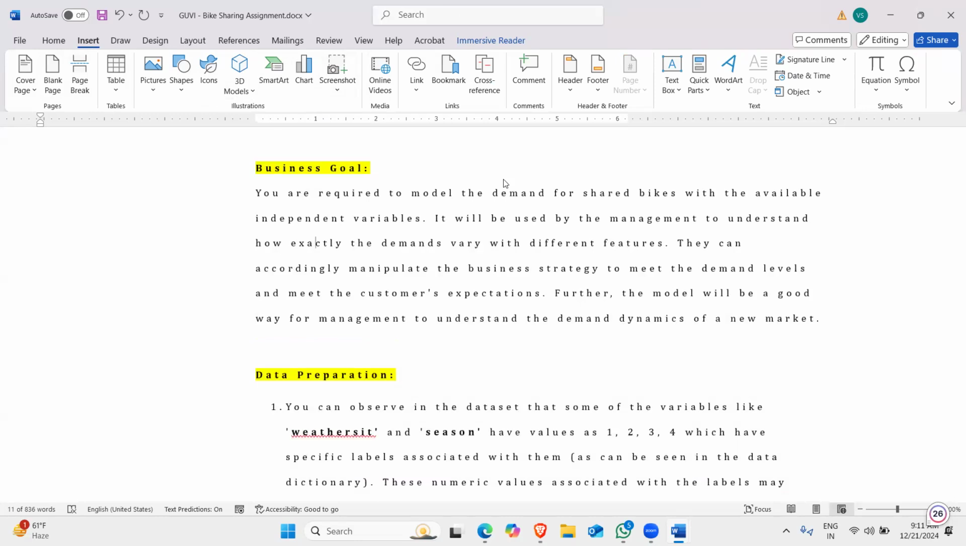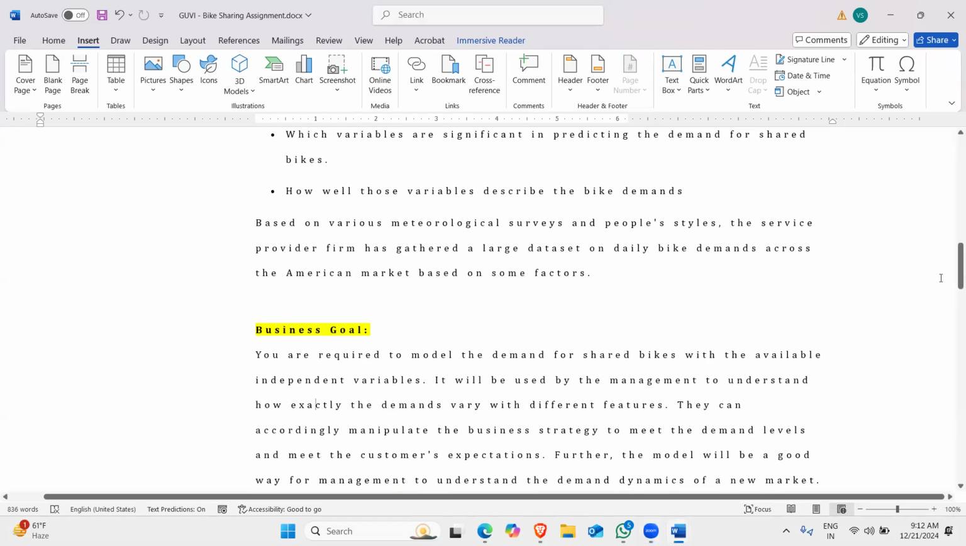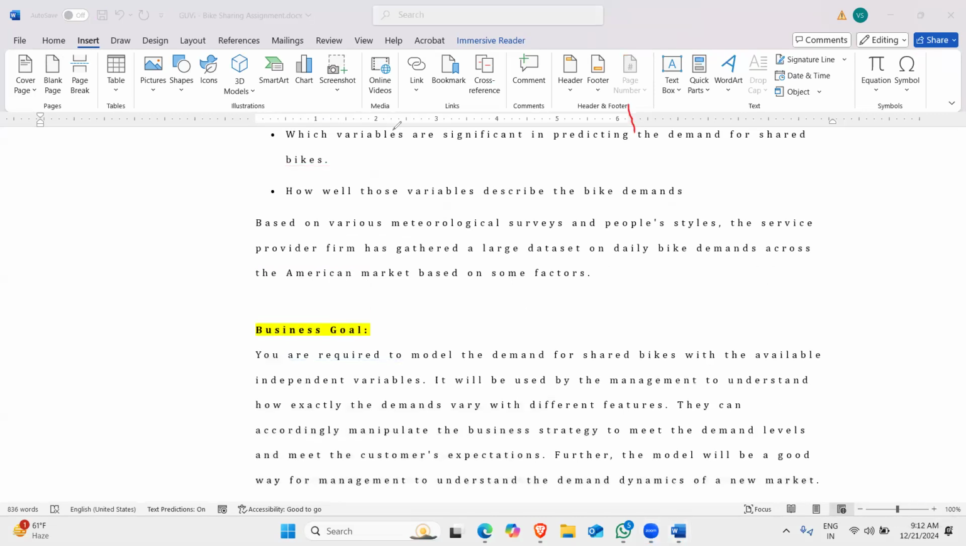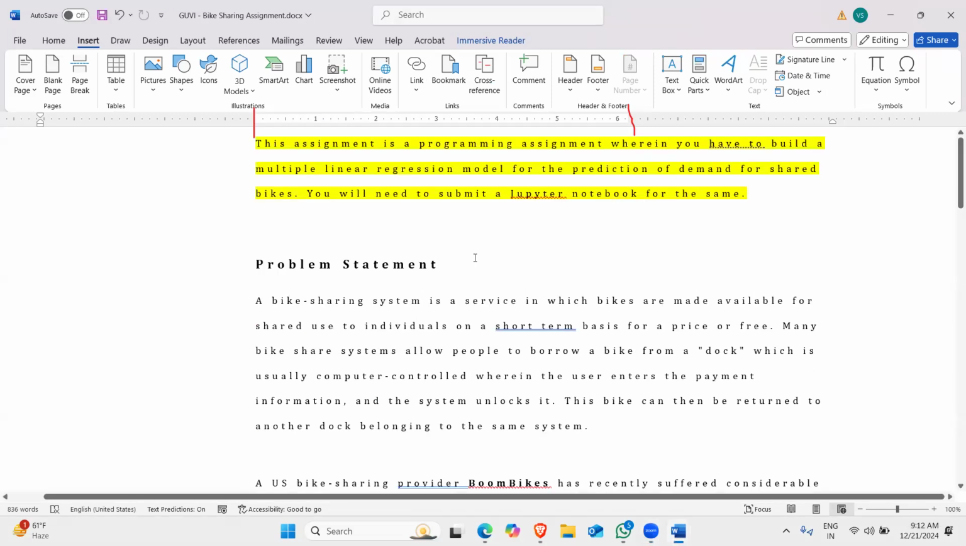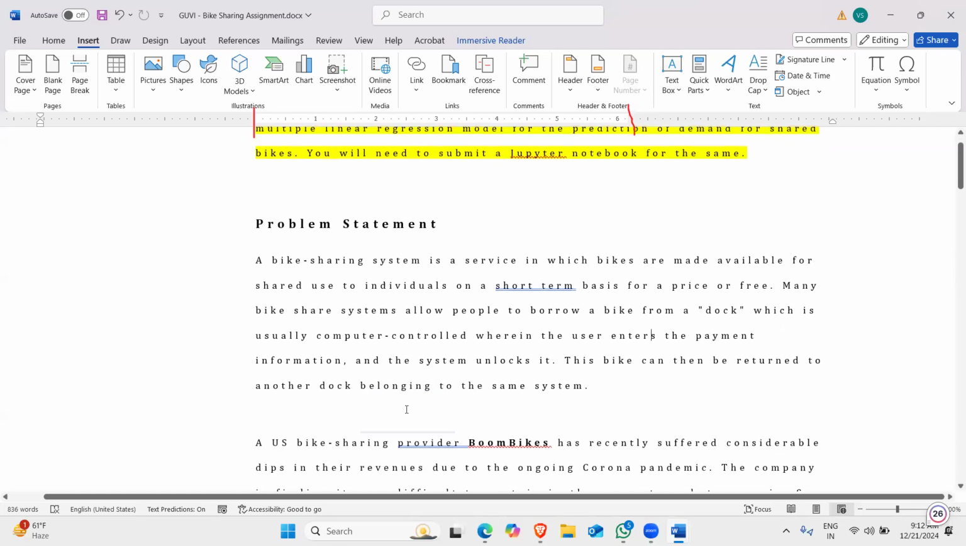Yeah, so basically what you have to do is, I need to install this Word because it is restricted to this limit only. I am not sure how we can change this. So your problem statement is there's one bike sharing company in which bikes are made available for shared use by individuals on a short term basis for a price or free. Many bike share systems allow people to borrow a bike from a dock, which is usually computer controlled, wherein the user enters the payment information and the system unlocks it.